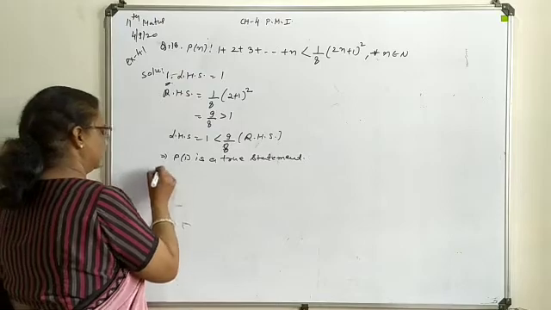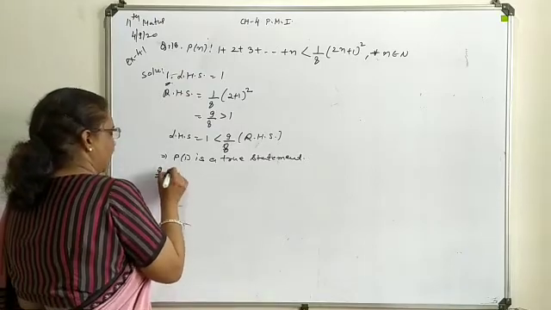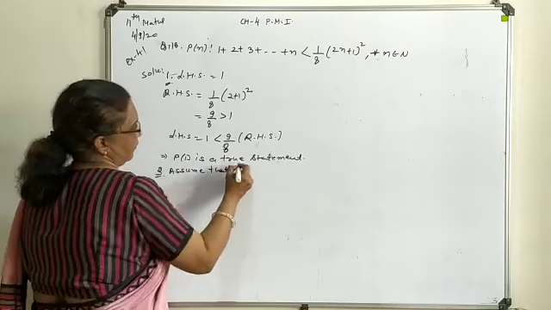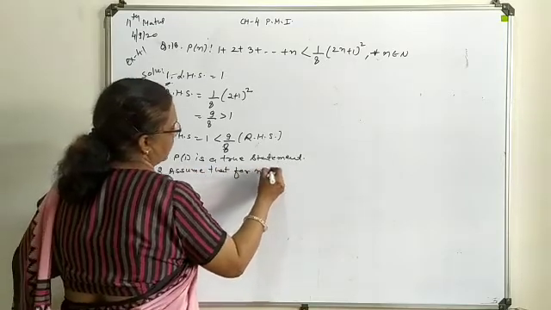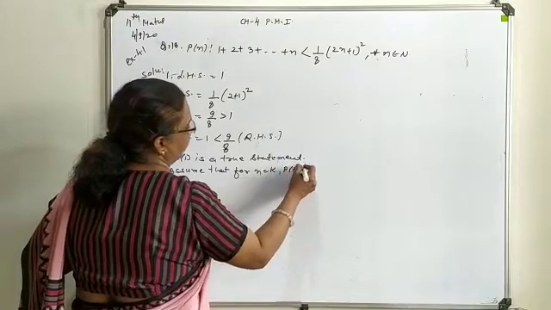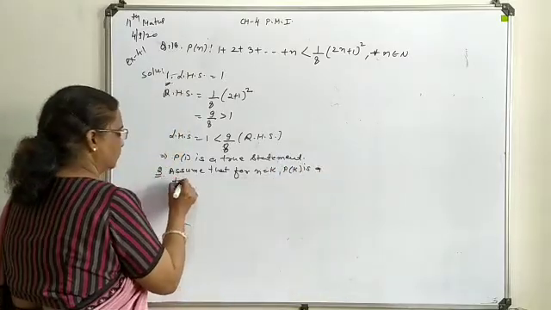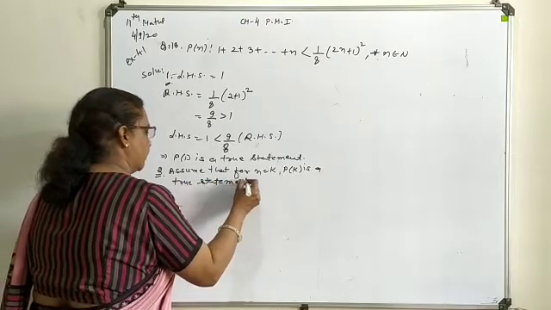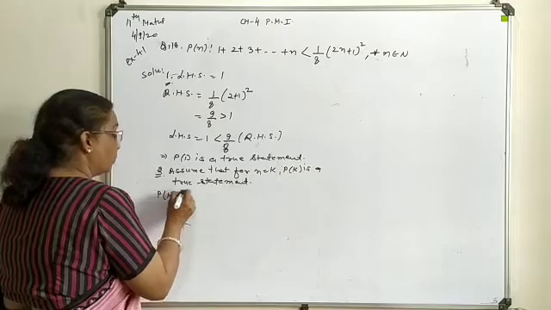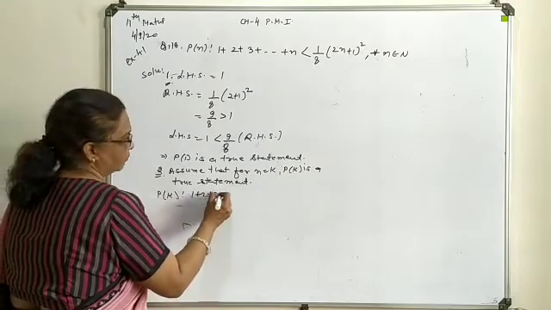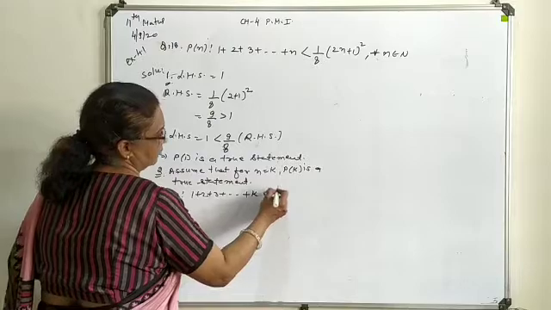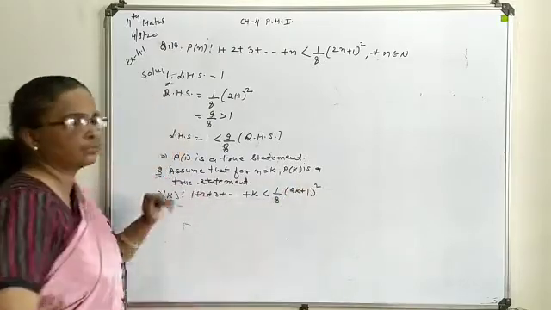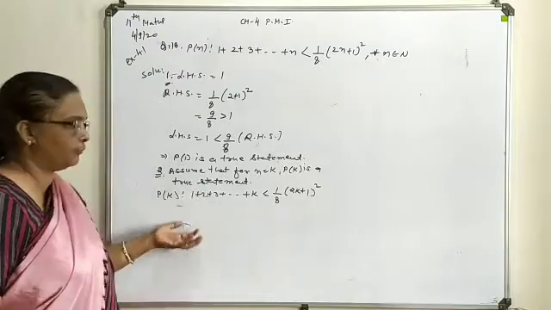Second one, assume that for n is equal to k, Pk is a true statement. That means Pk you will define this way, you will write an inequality in terms of k.